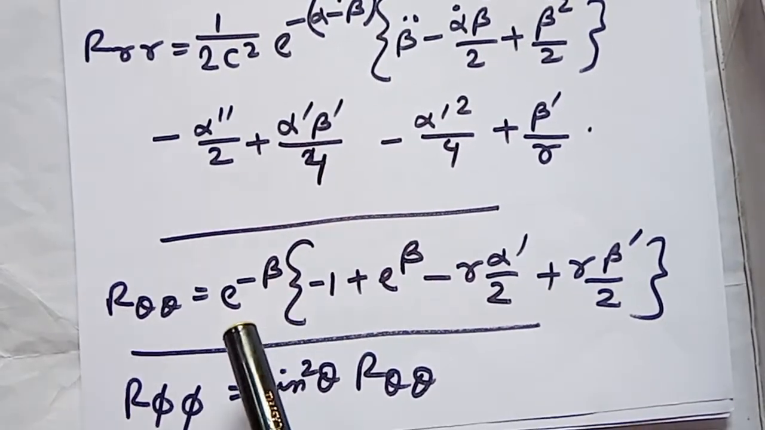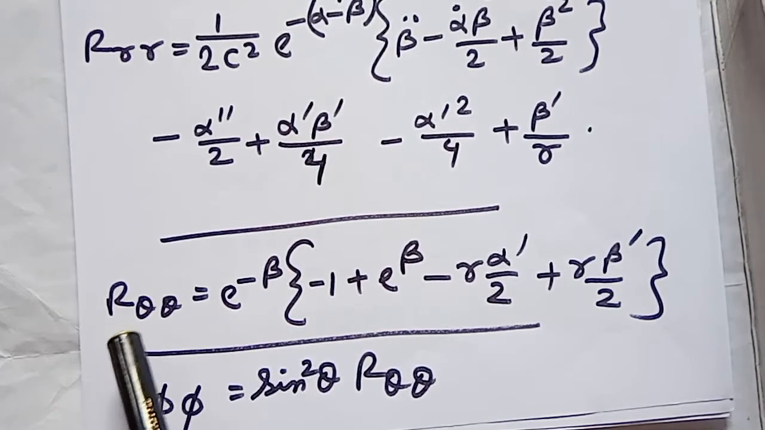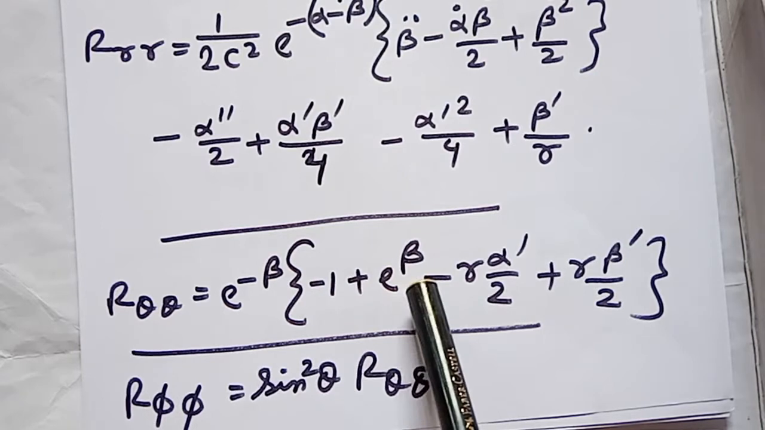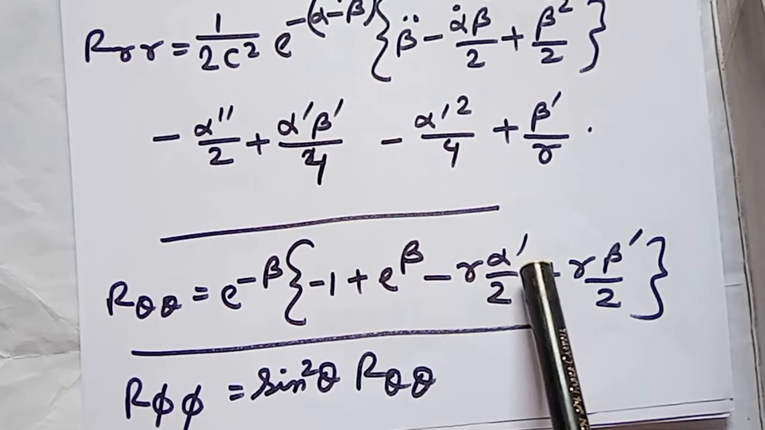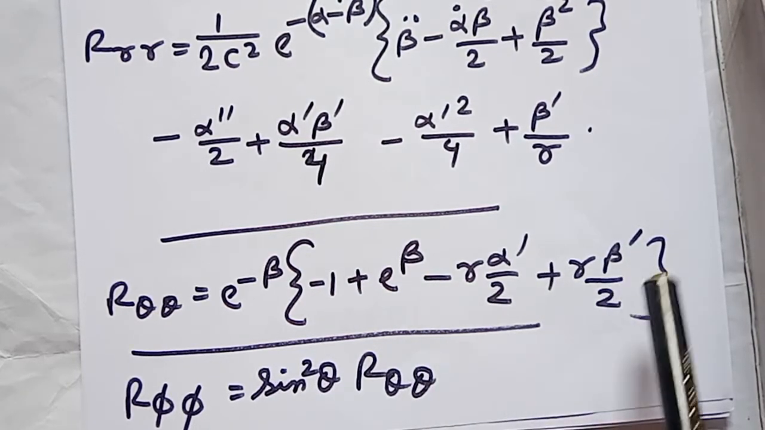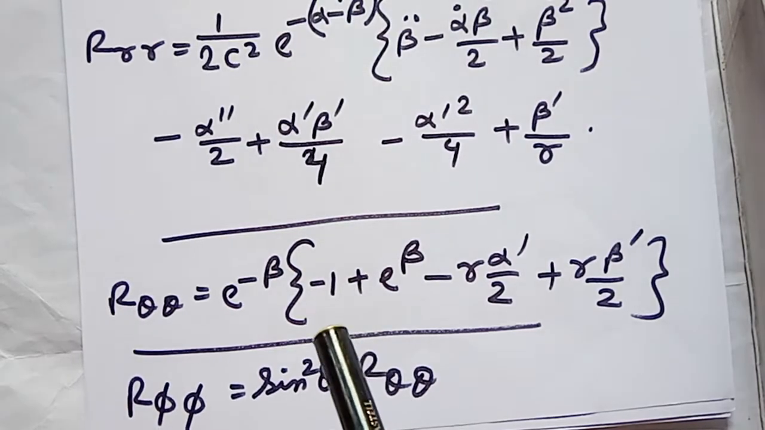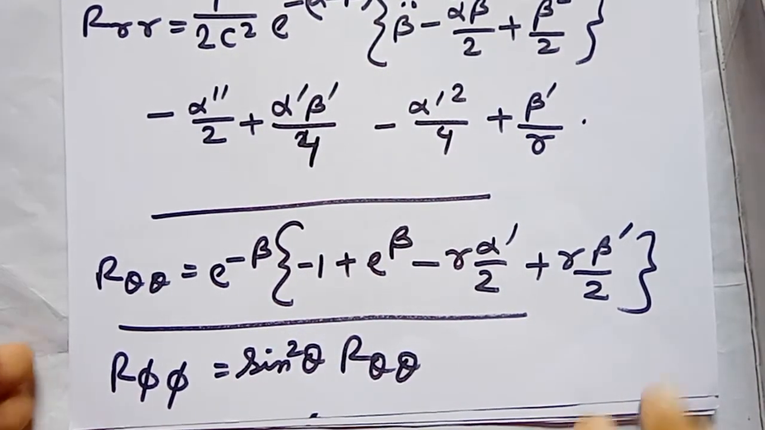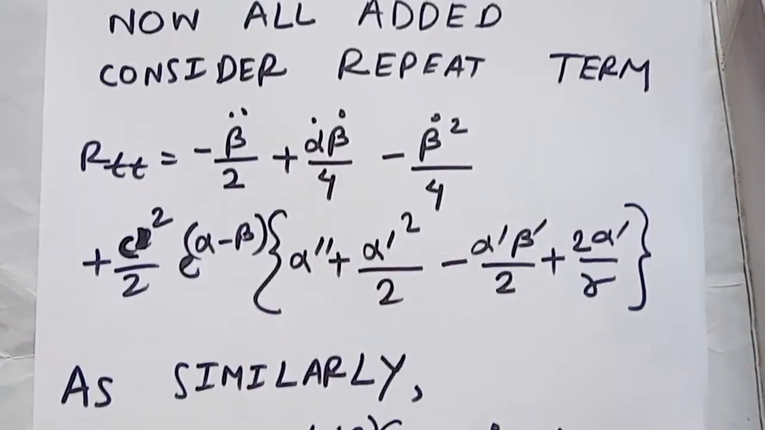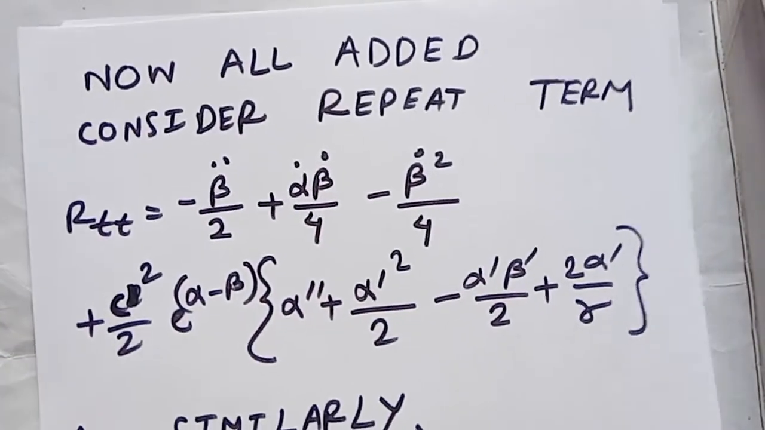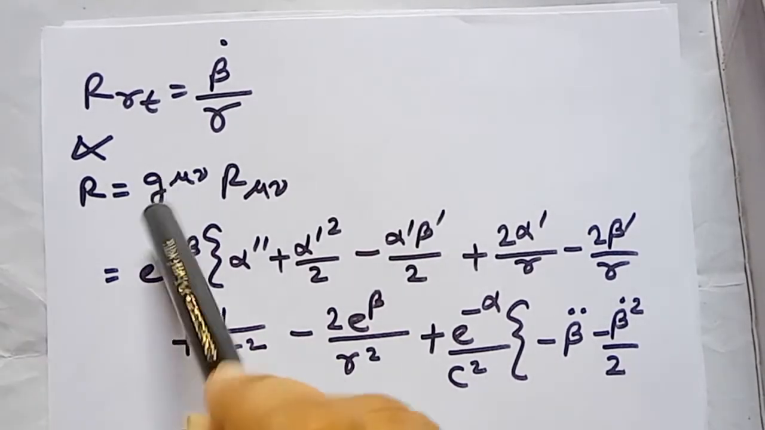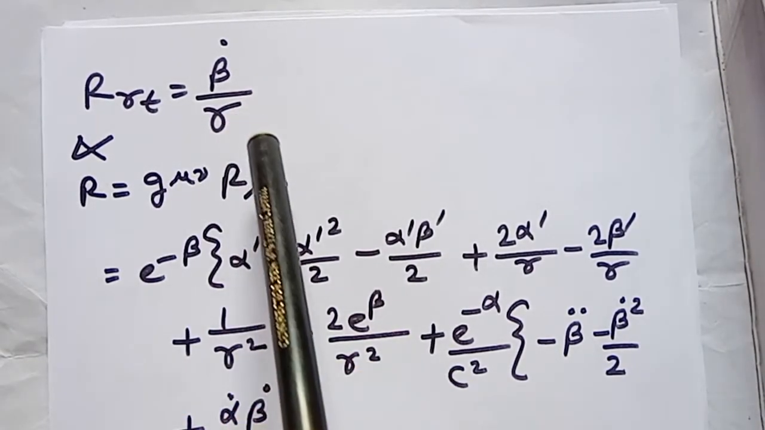Another Christoffel symbol we should derive, and similarly R theta theta is e to the minus beta of minus 1 plus e to the power beta minus r alpha prime divided by 2 plus r beta prime divided by 2. Now R phi phi is sin squared theta R theta theta, we know that. Okay, now Rt we have beta dot divided by r.